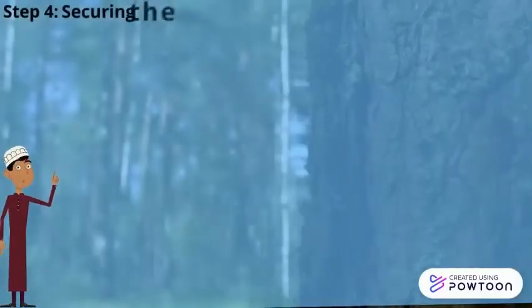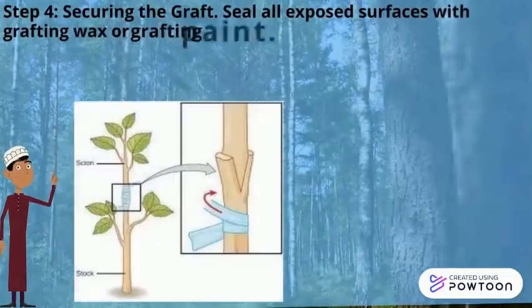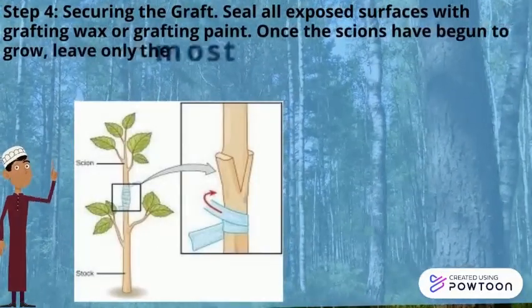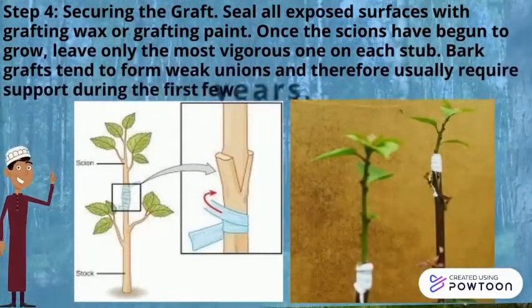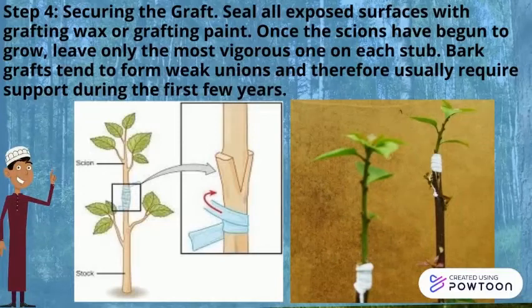Step 4, securing the graft. Seal all exposed surfaces with grafting wax or grafting paint. Once the scions have begun to grow, leave only the most vigorous one on each stem. Bark grafts tend to form weak unions and therefore usually require support during the first few years.